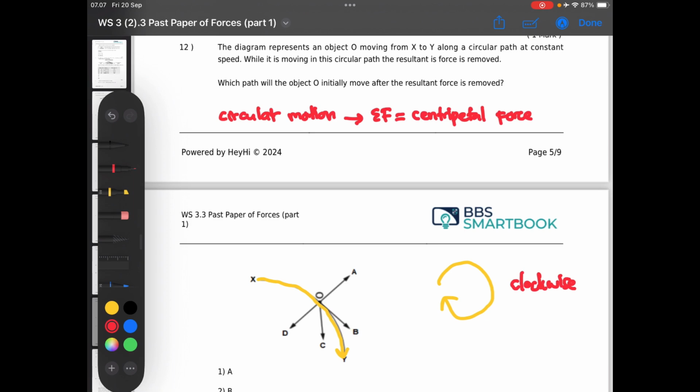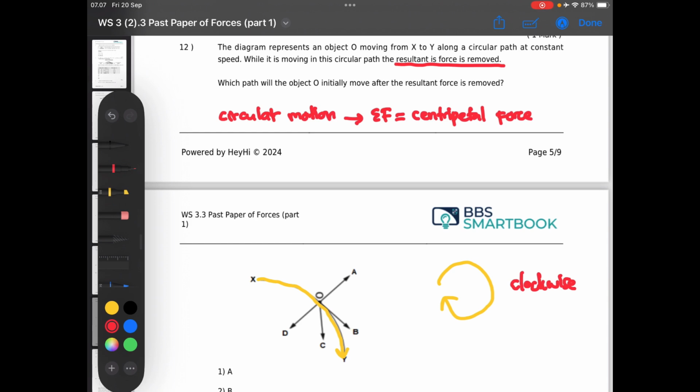Centripetal force, what's the direction? To the center. Okay, but then what happens if, for example, that centripetal force is removed, which is part of the equation? So what happened? The object will not move in the circle.